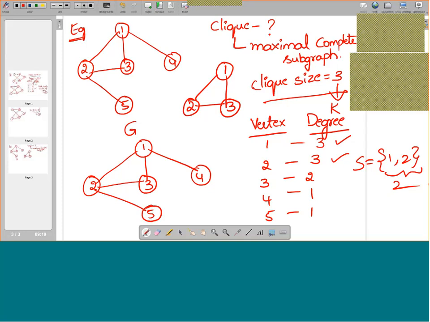So we need to check whether the cover size is at most K or not. So 2 is less than or equal to K. At most means less than or equal to. Here K is nothing but the clique size 3. The condition is satisfied. For G it is satisfied. Next.